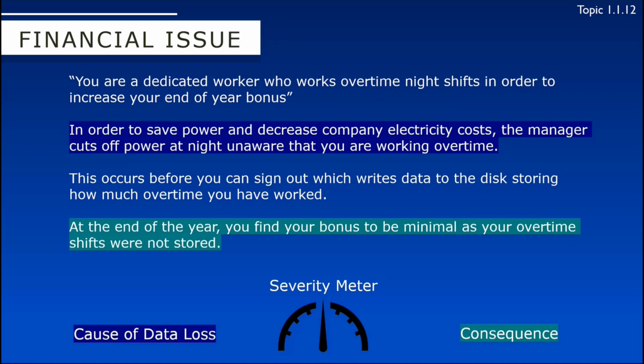At the end of the year, you find your bonus to be minimal, as all your overnight shifts were not stored. This causes financial issues, as you have to go back and forth with your manager trying to prove that you did work all this overtime, and you lose out on your bonus, obviously. This is also a moderately severe issue, as it can be fixed generally pretty easily if you have proof of overtime.